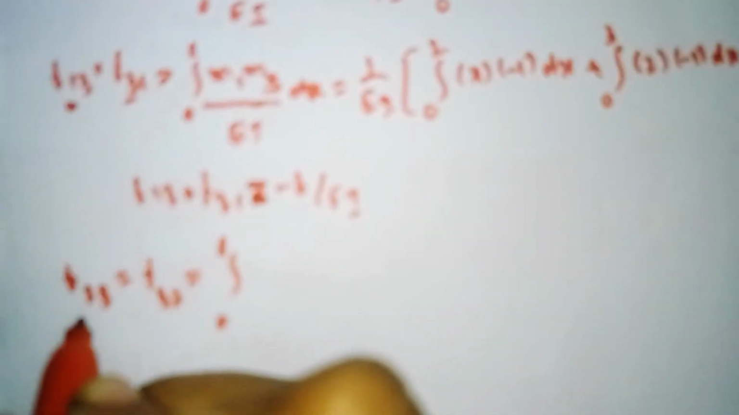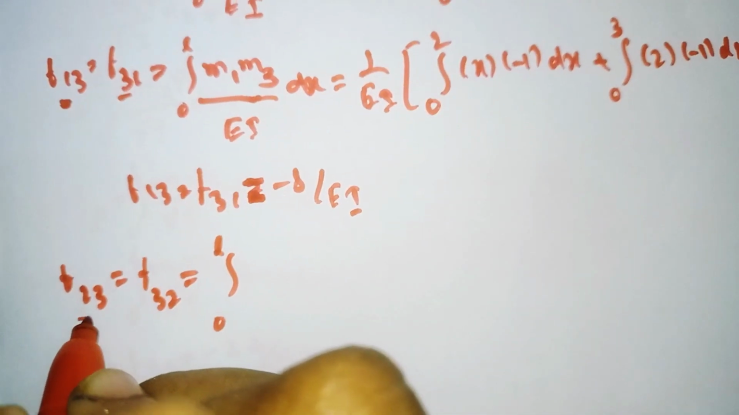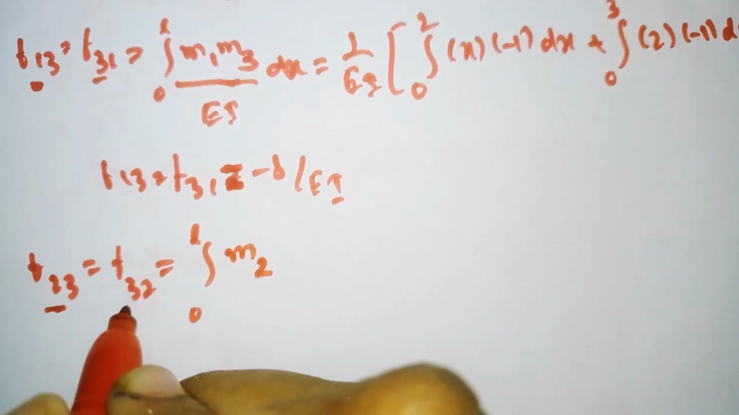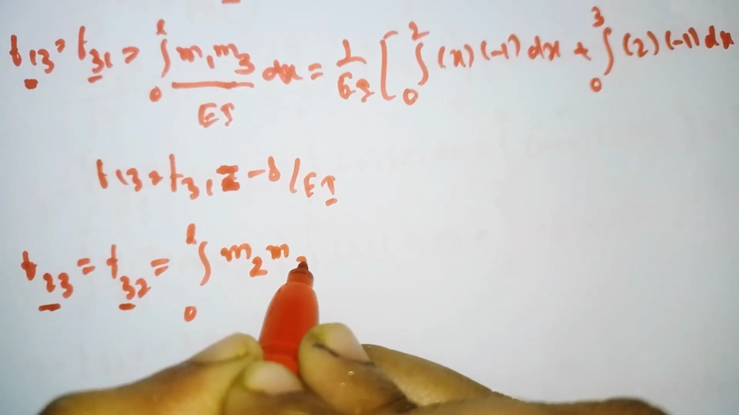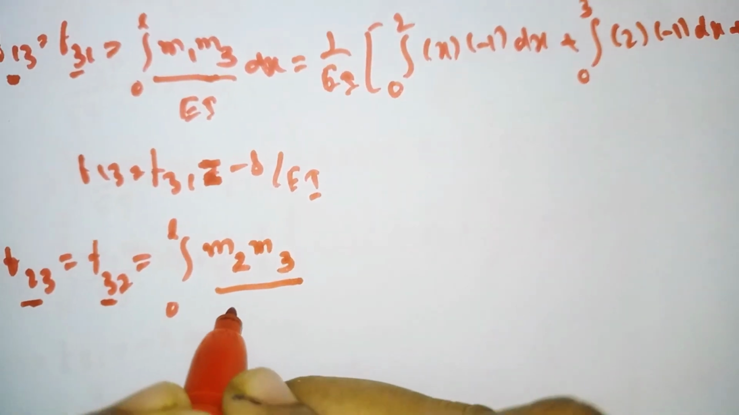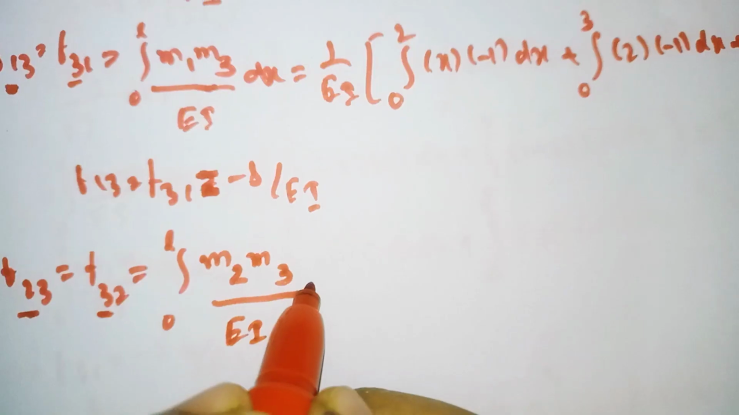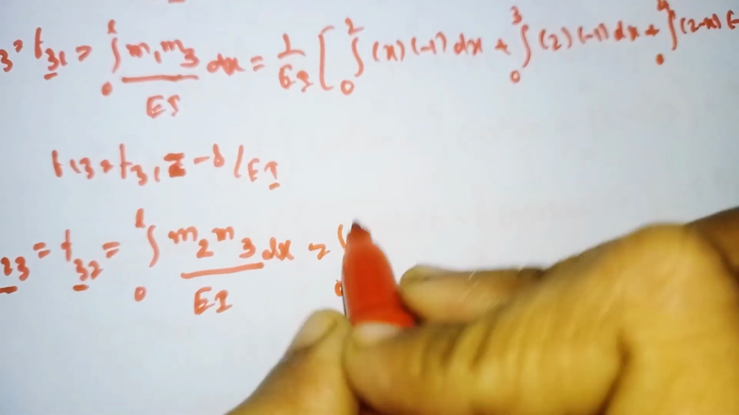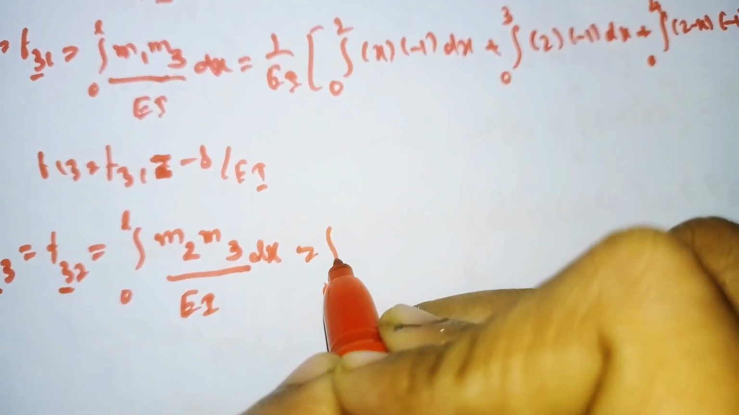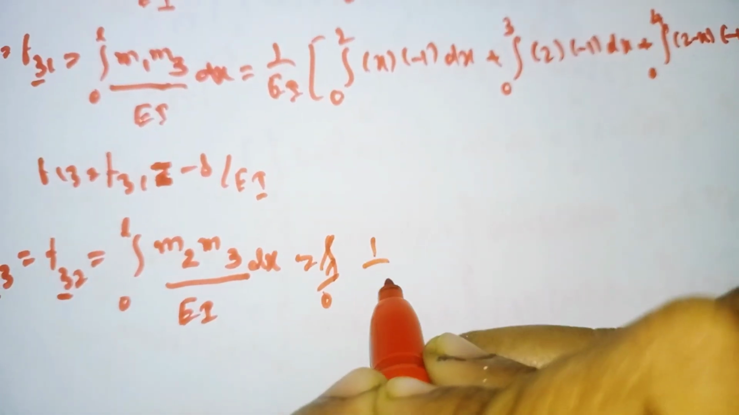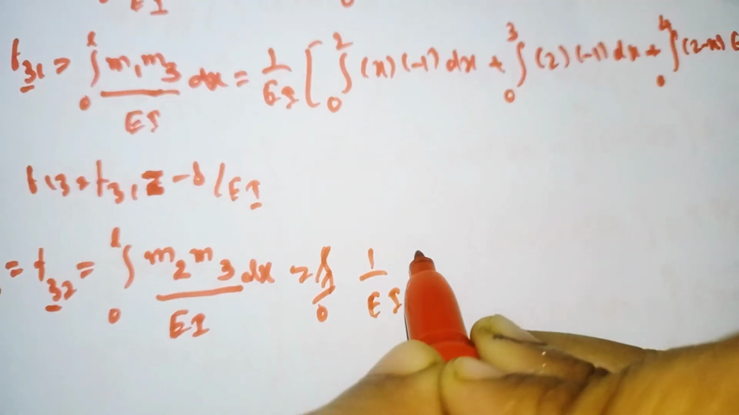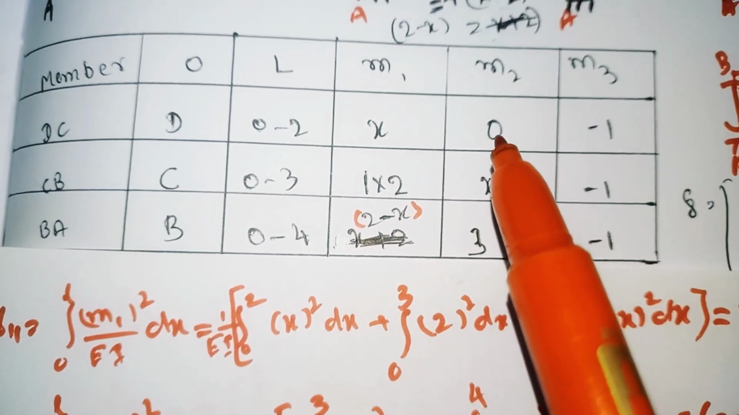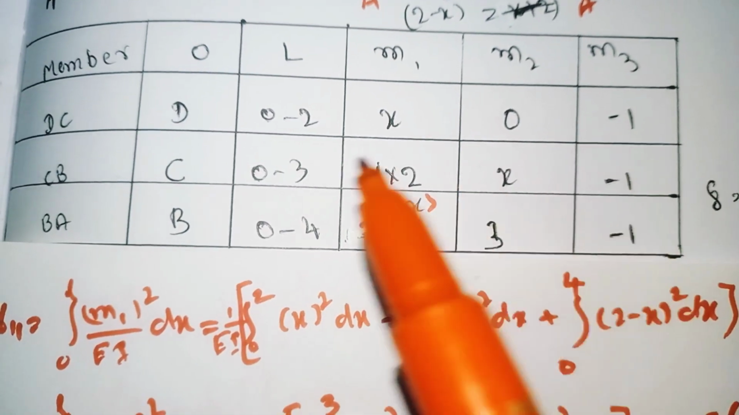First point is 2 here, so we need to take the moment m2, into the second point 3, the moment m3, divided by EI into dx. Here EI is constant, so I am taking 1 divided by EI outside. 1 divided by EI, bracket integration of, for member DC the m2 value is 0, and 0 into anything becomes 0, so I am not taking it.